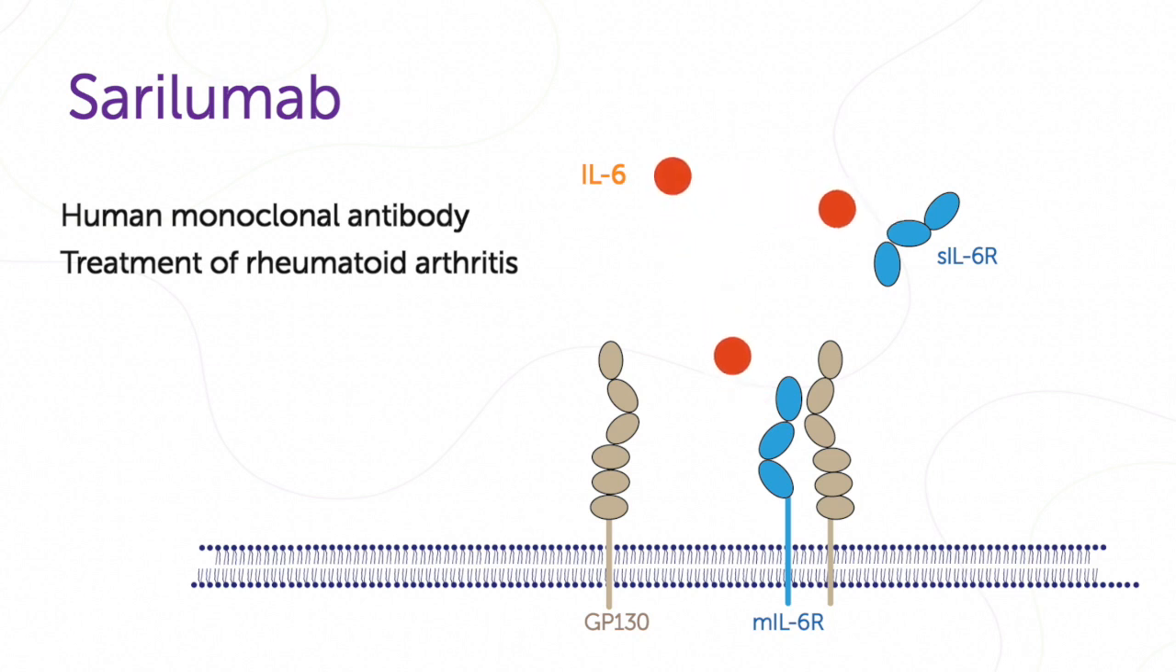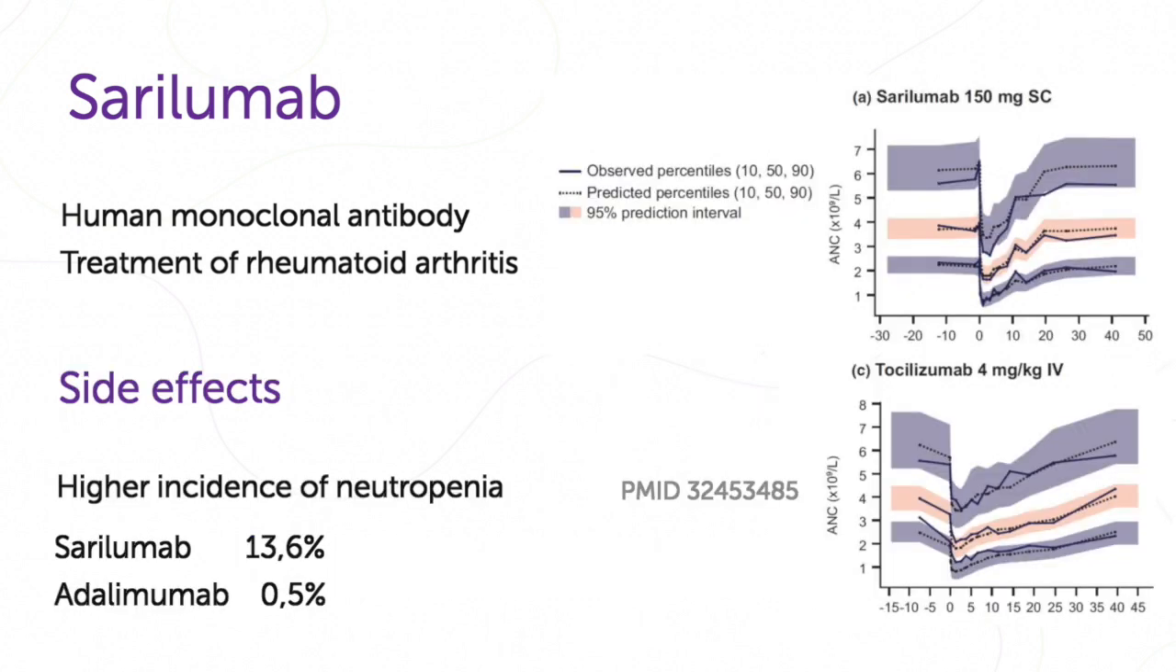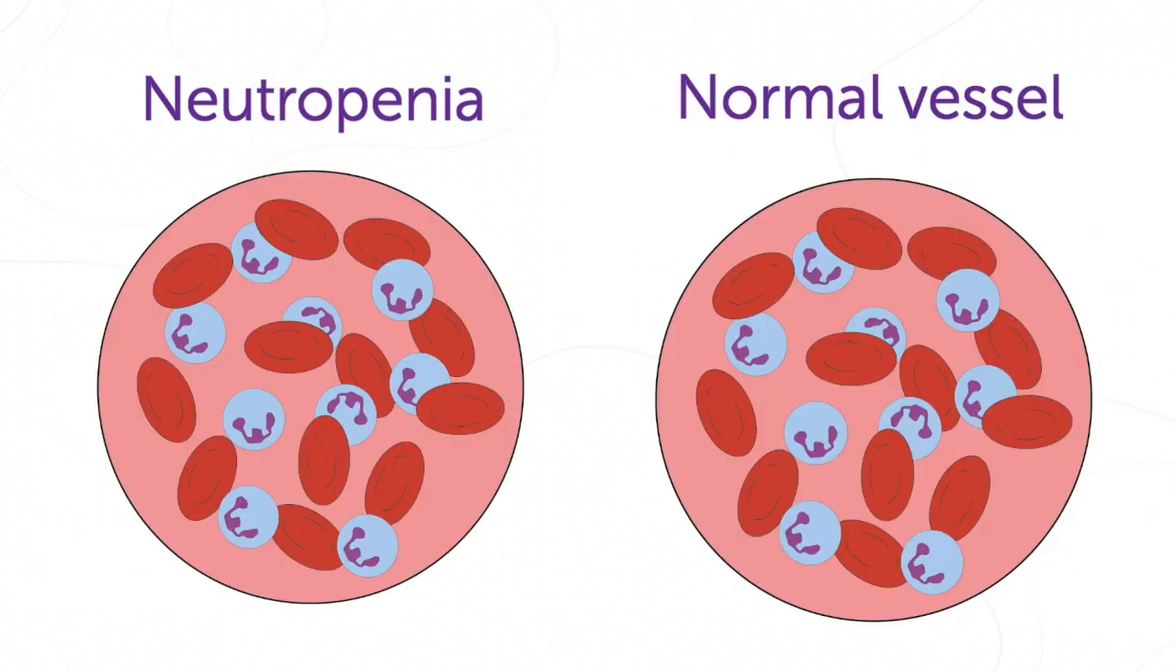Sirolimus is used for the treatment of moderately to severely active rheumatoid arthritis in people who have not responded to or don't tolerate more conventional treatment. But it has side effects. The Monarch trial suggested a significantly higher incidence of neutropenia in patients who used sirolimus compared to patients treated with adalimumab. However, infection rates were similar between both groups.